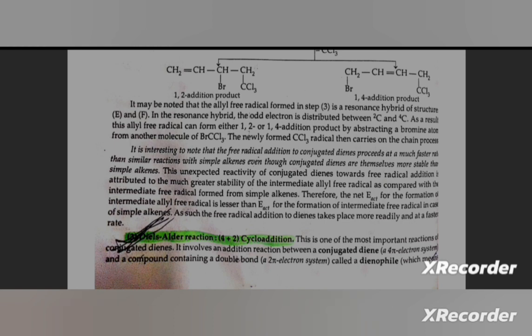This unexpected reactivity of conjugated dienes towards free radical addition is attributed to the much greater stability of the intermediate allyl free radical as compared with the intermediate free radical formed from simple alkenes. Therefore, the E activation for the formation of intermediate allyl free radical is lesser than E activation for the formation of intermediate free radical in case of simple alkenes. As such, the free radical addition to dienes takes place more readily and at a faster rate.